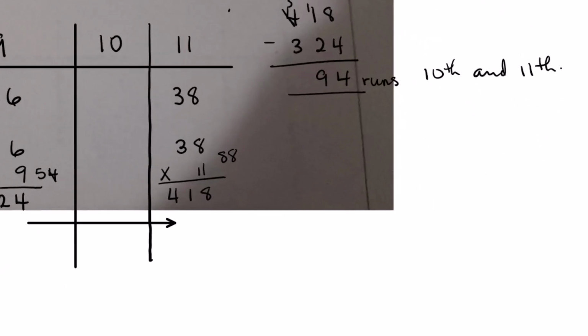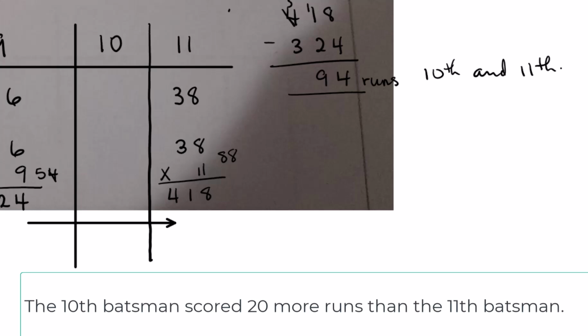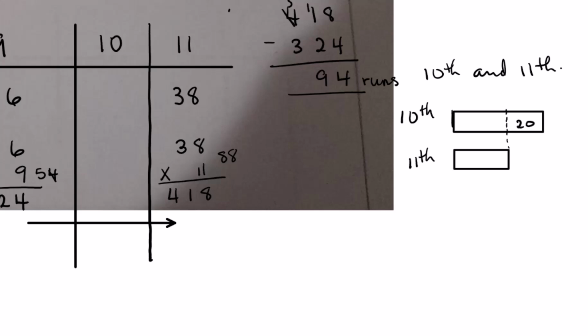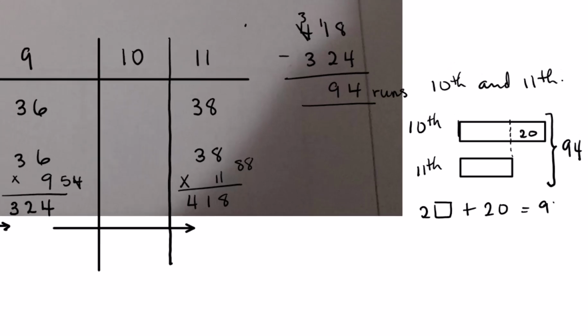Now, there's a bit of an equal sharing. The 10th batsman scored more than the 11th batsman. We can think of it like this. The 10th batsman scored more than the 11th batsman, and that extra is 20. Now remember, their total together is 94 runs. Let's make a number sentence out of this. These two boxes, we'll put two boxes here. Those are the two unknown portions of the diagram. Plus the 20 extra runs scored by the 10th batsman is equal to 94.